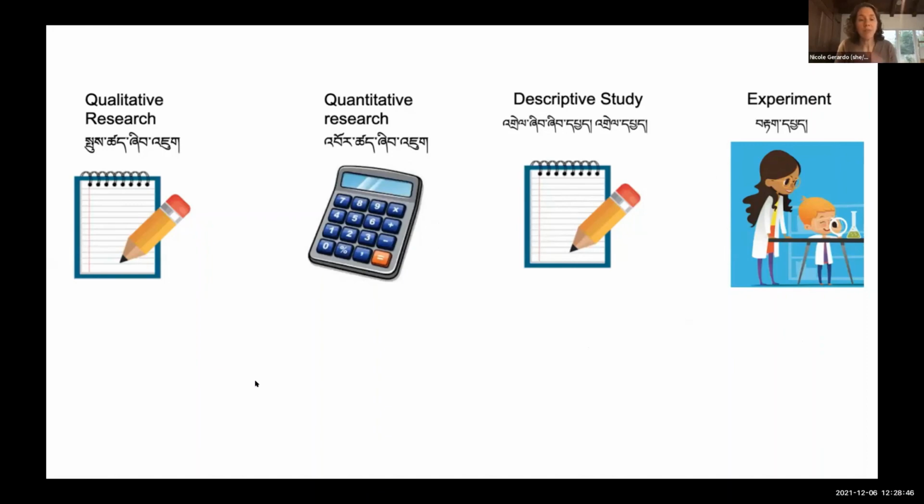So oftentimes when we think about science, we think about an experiment, which is shown on the right.